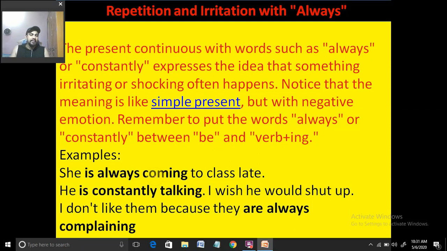Notice that the meaning is like the simple present, because always is generally used in the present indefinite tense, but here it is with a negative emotion. When the meaning is of the present simple but with a negative emotion, we use the present continuous. Remember to put the words always and constantly between be and v1 plus ing.